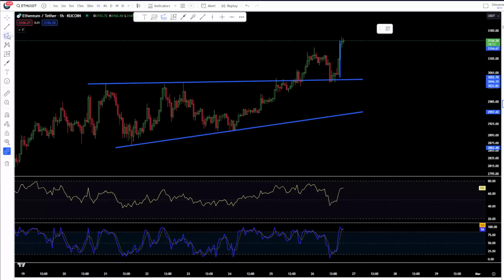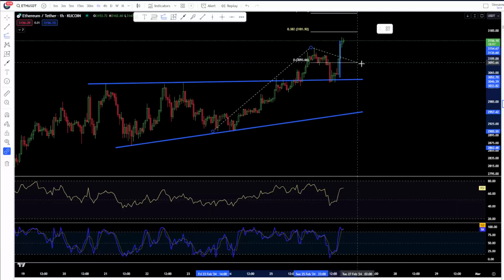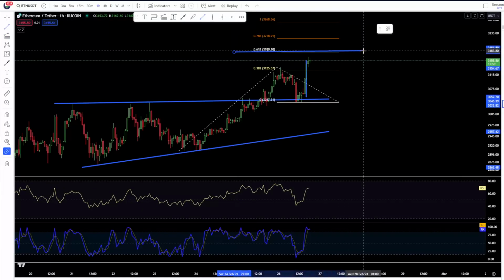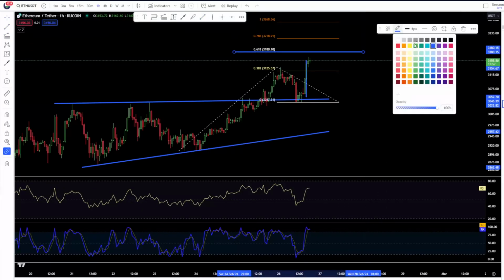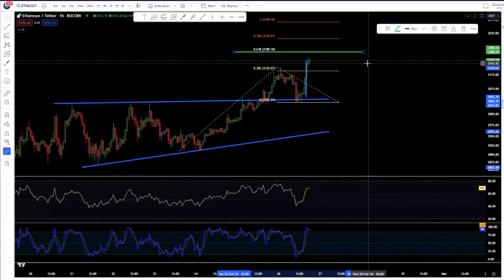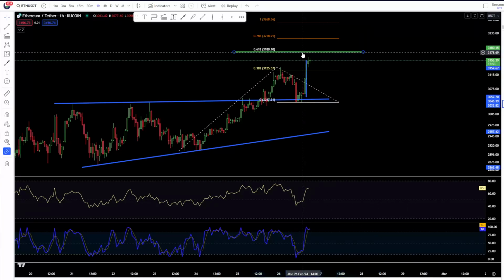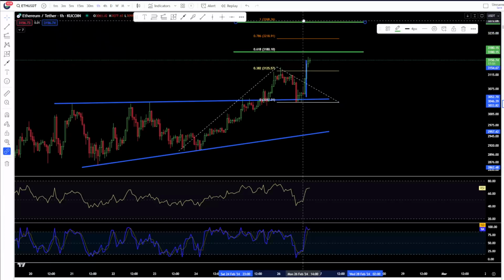Now let's move on to marking the resistance points. For this purpose, we will use the trend-based fib extension tool, and we can see that the ETH price is approaching the golden fib point at $3,180, while the next important resistance level is $3,268.